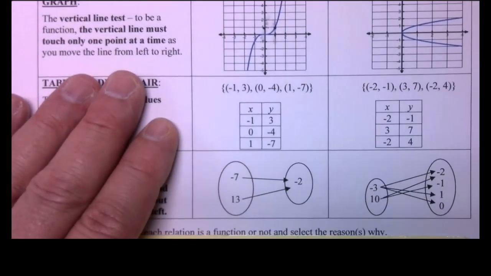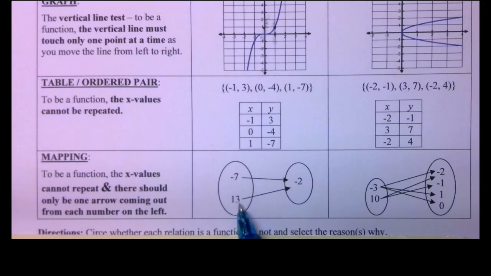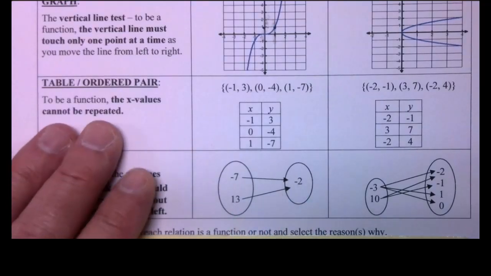And the last form to represent a relation is by using diagrams, or some people like to call it mapping. So basically here I have the x values and here are the y values, and I notice the -7 is relating to -2. 13 is relating to -2 as well by the use of these arrows.